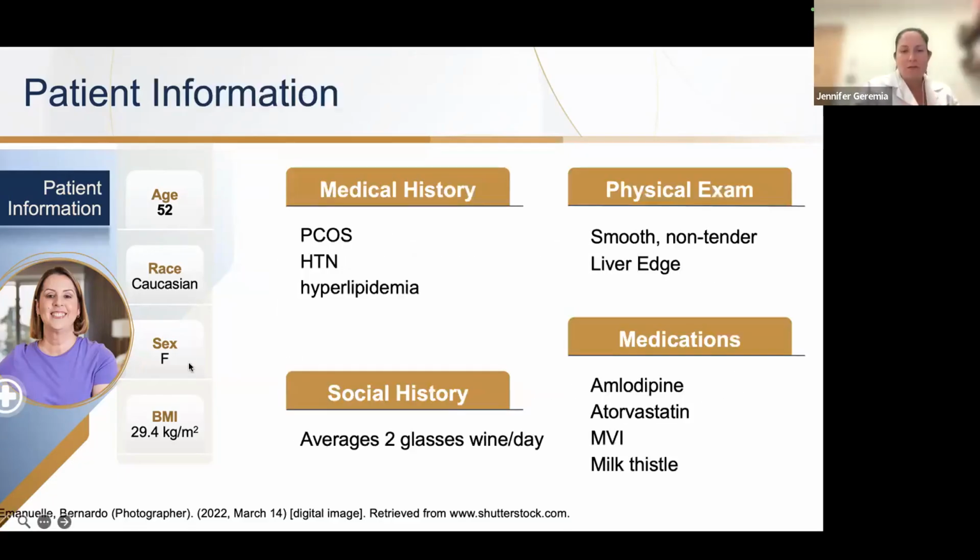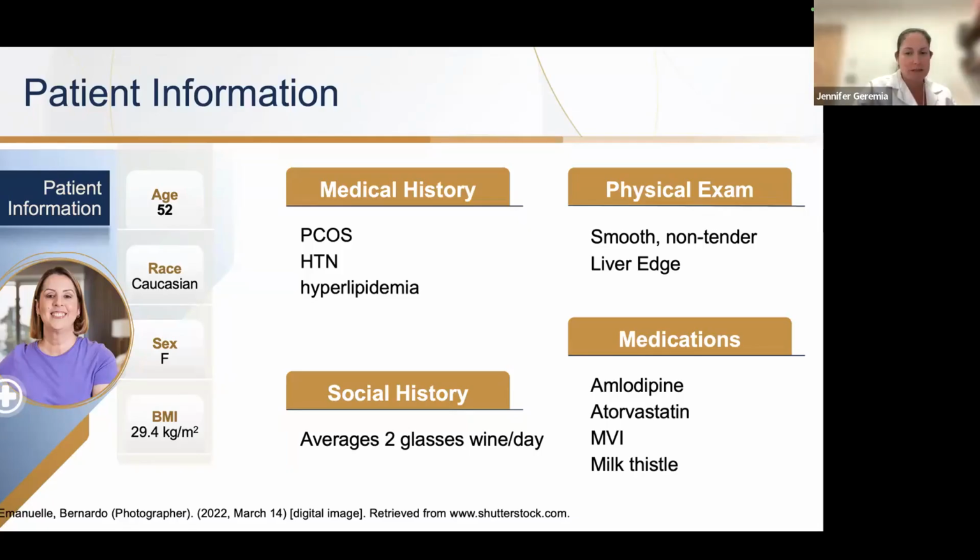Looking at her medical history, she has some metabolic risk factors. PCOS lends itself to insulin resistance. She has hypertension and hyperlipidemia, so three risk factors for metabolic disease. On exam, fairly unremarkable. Due to body habitus and larger BMIs, we may not be able to feel that smooth, non-tender liver edge, but in this case the examiner did, and she reports drinking 2 glasses of wine per day.